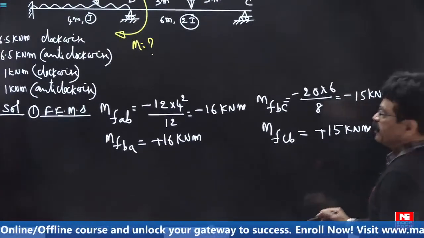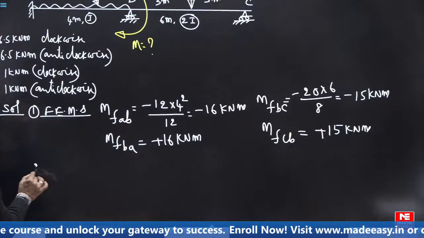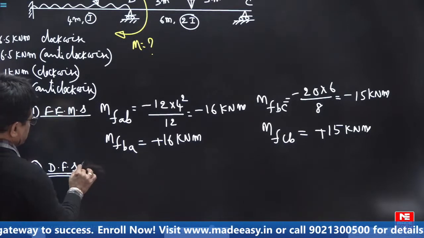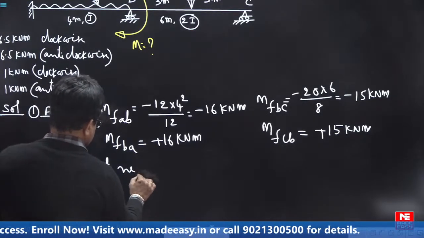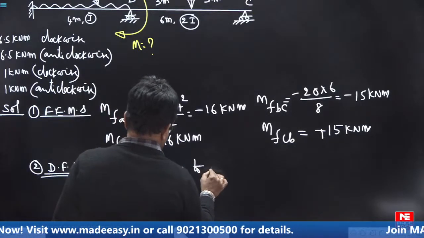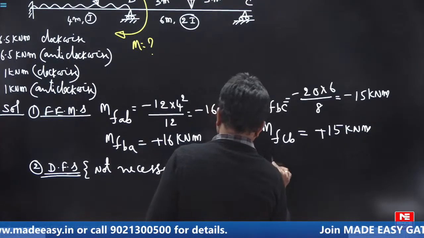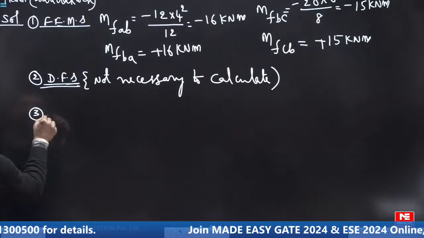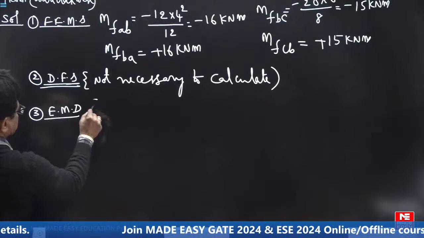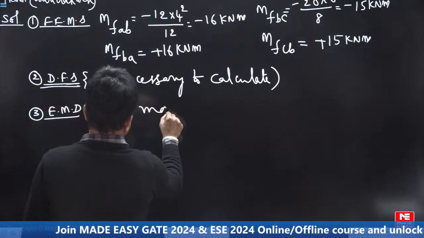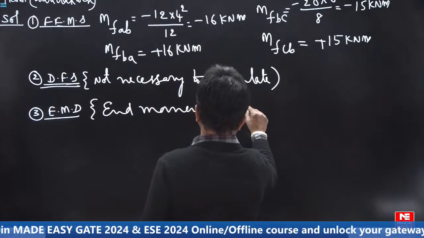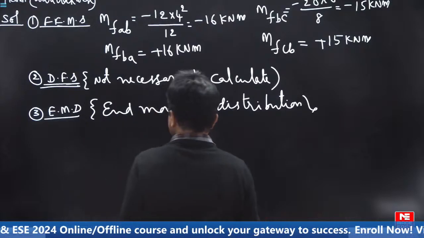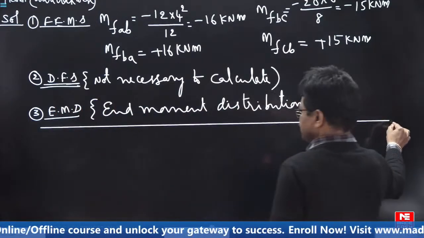Okay? Now fixed end moments. Distribution factors. Actually distribution factors are also not necessary to calculate. Let us see why it will not be necessary. Third one is EMD. EMD means end moment distribution. This is the process we have done, but out of that a small part is asked.